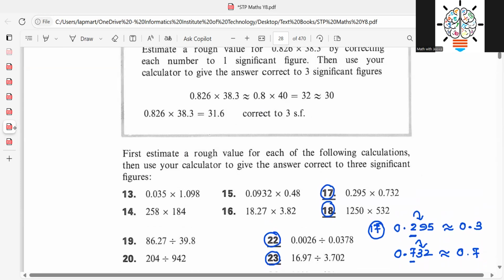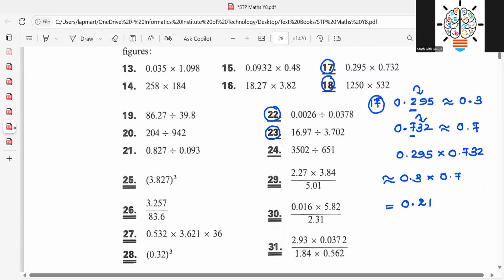Then use your calculator to give the answer correct to three significant figures. Here what they have, yes. Now here, this answer we can't correct to the third significant figure. The question itself has two significant figures. Therefore, we can keep it as it is. Then we will move to question number 18.